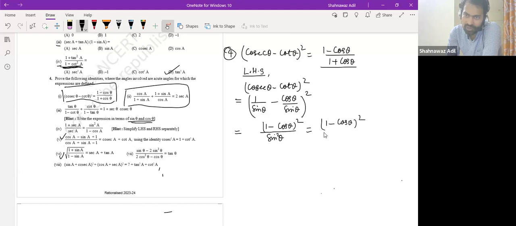Now what is sine square theta? In all these terms, we have only cos theta. So can we change sine square theta to the form of cos theta? Sine square theta is 1 minus cos square theta. Absolutely right. So this is 1 minus cos square theta.